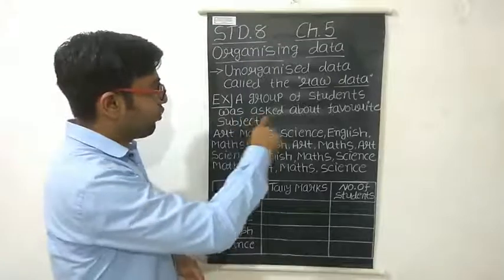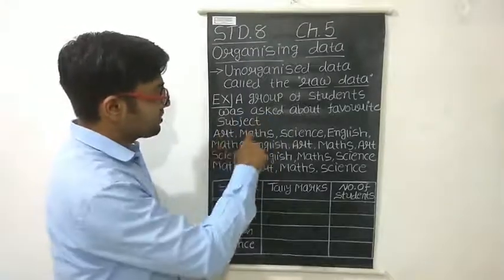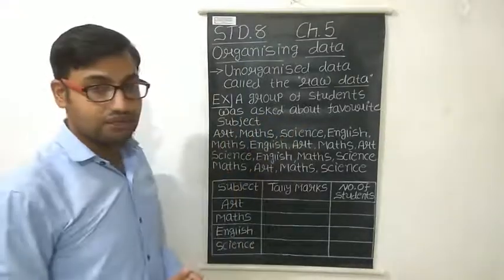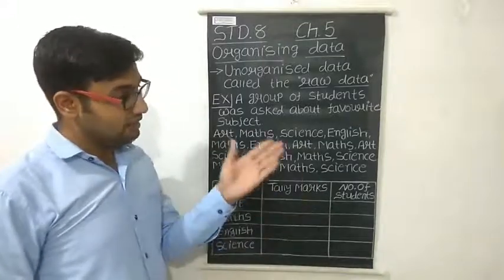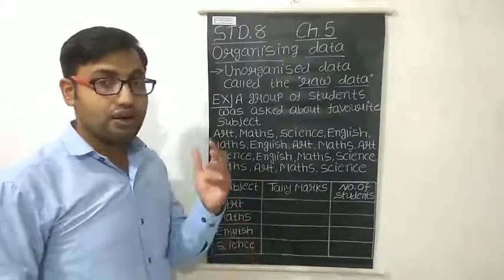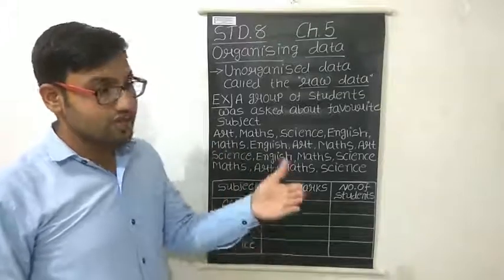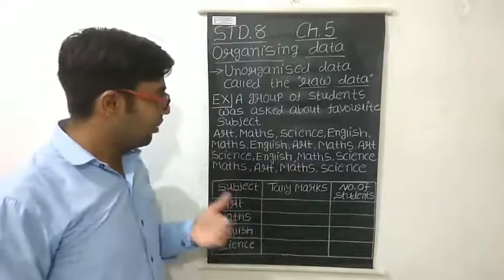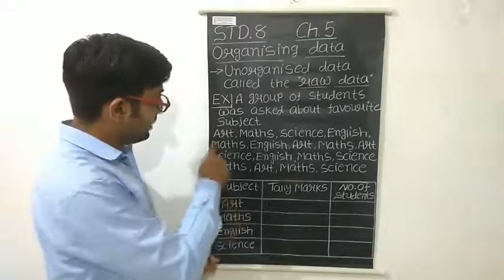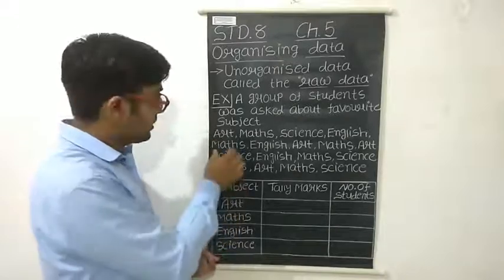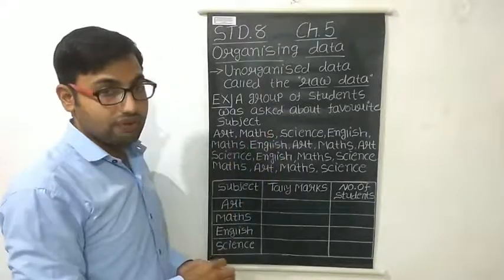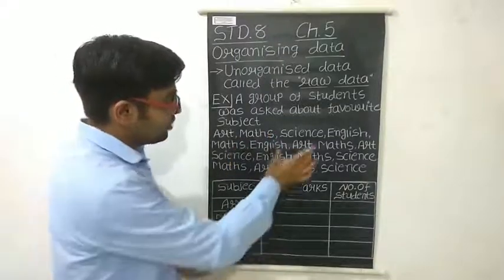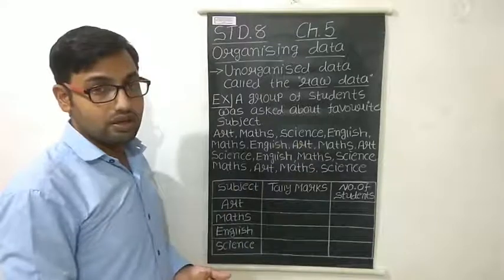A group of students was asked about their favorite subject. There is a group of students and each student was asked about their favorite subject. So what output do we get? The first student tells that the favorite subject is art. The second one has maths as the favorite subject. For the third student, science is the favorite subject.